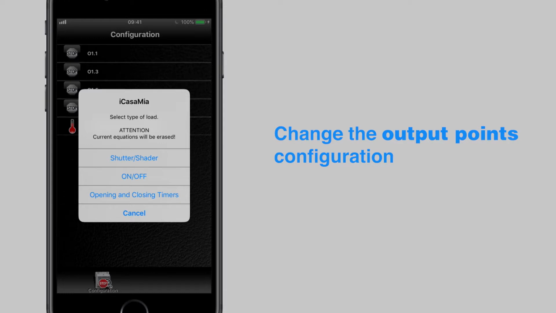In the next pop-up, choose if the corresponding relay must control an engine type load, for example, rolling shutters, blackout blinds, Venetian blinds, etc. Or an on-off type of load, for example, lamp, electromagnetic valve, etc.